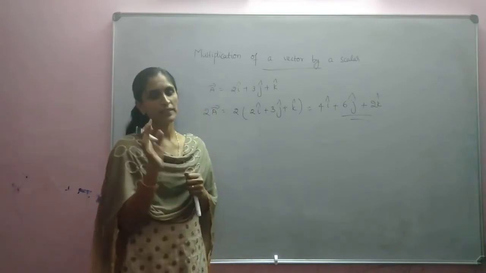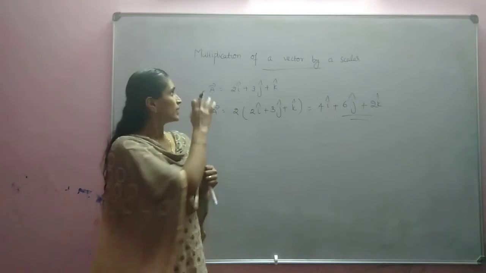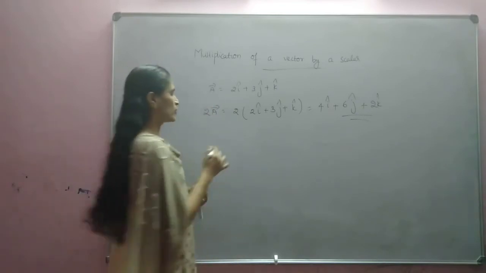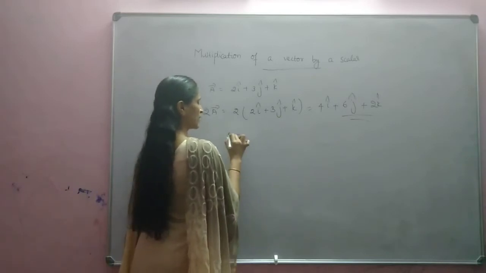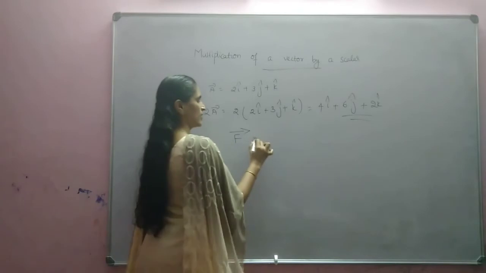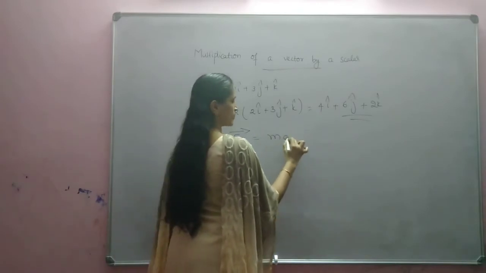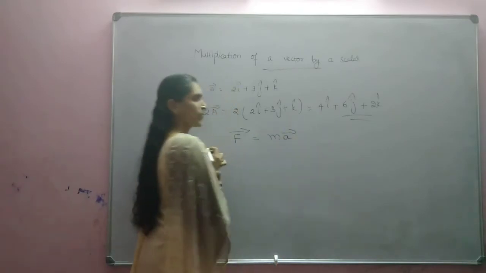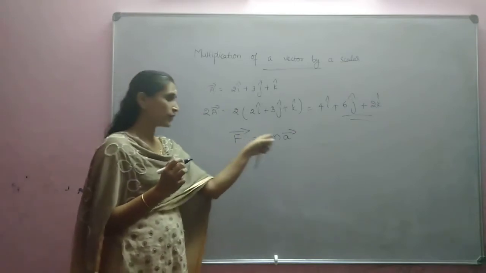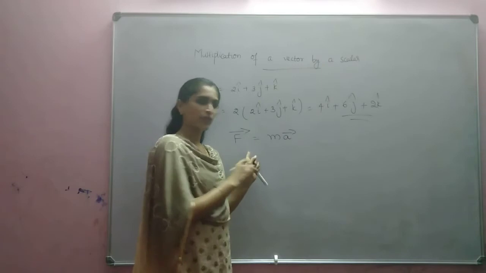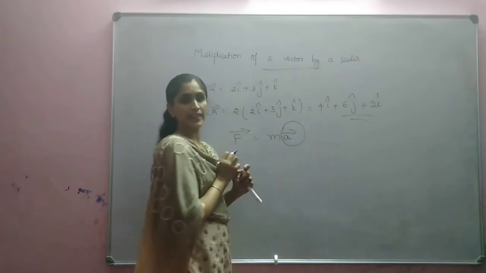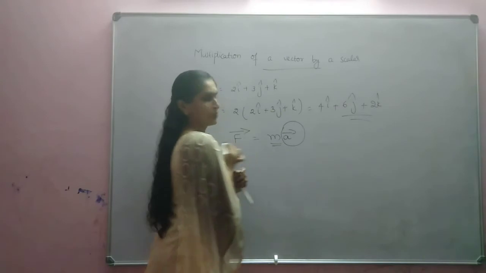The best example of multiplication of a vector by a scalar is force. When we write force, we can write it in vector notation. That force, as you have already studied, is obtained as mass into acceleration, provided mass is constant. So vector F is obtained by multiplying the acceleration vector by the scalar mass.